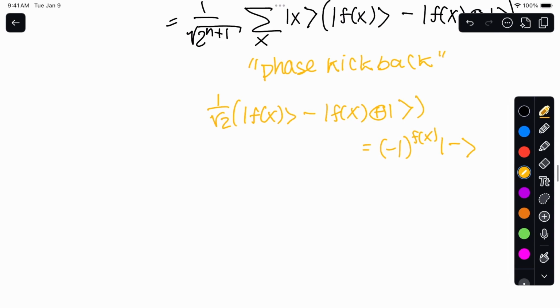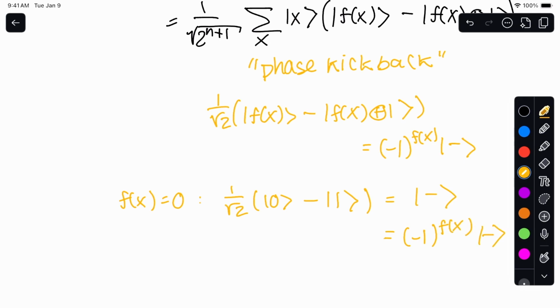And we can pretty easily check this because there's only two possible values of f of x. So if f of x equals 0, then we would have 1 over root 2, 0 minus 0 plus 1 is 1. And this is just equal to plus minus, and this is in fact minus 1 to the f of x minus. And when f of x equals 1, we'll have 1 over root 2, 1 minus 1 plus 1 is 0. And this is equal to minus minus, which is minus 1 to the f of x minus.